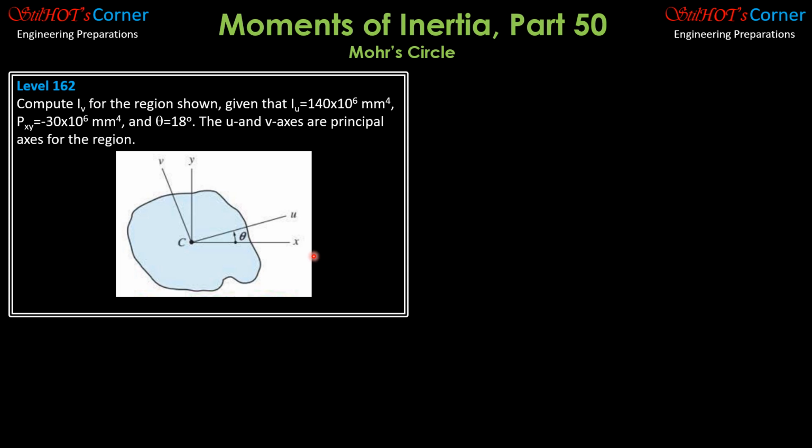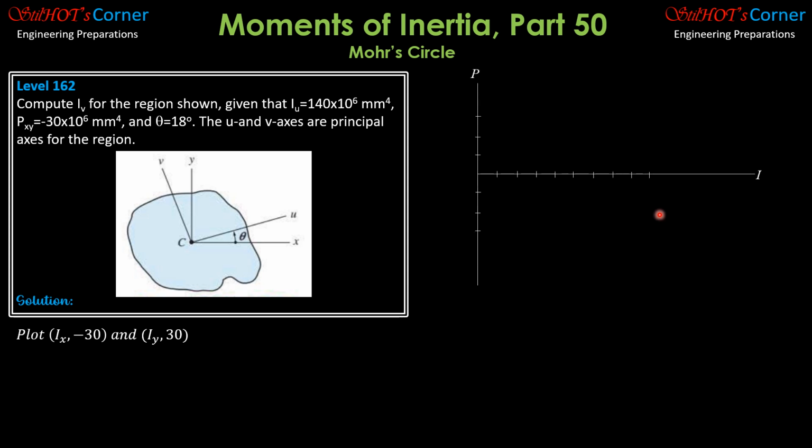From the x-axis, theta is 18 degrees. In the Mohr circle, we rotate 2 times 18 degrees, 36 degrees counterclockwise. So let's plot Ix comma negative 30 and Iy comma positive 30. Since u and v axes are principal axes of inertia, this should be on the horizontal axis as shown. So I sub u should be the maximum, 140 times 10 to the 6. That's an approximate value.